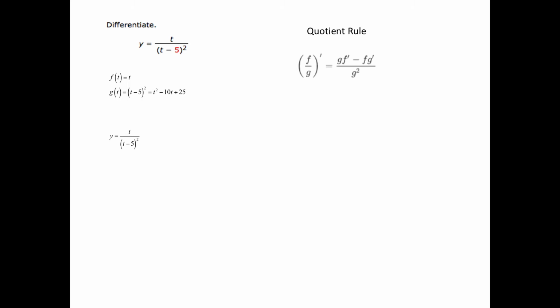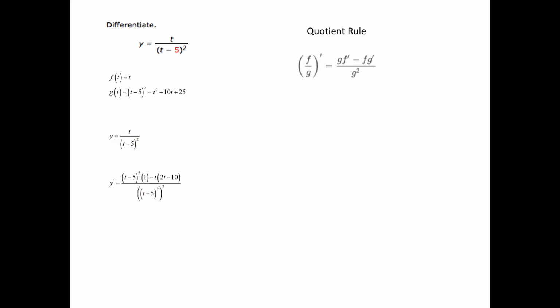So our function is y equals t divided by the square of t minus 5. So we will write y prime then as the bottom, the square of t minus 5, times the derivative of the top, the derivative of t is 1, minus the top, so minus t, times the derivative of the bottom. Since we can write the square of t minus 5 as t squared minus 10t plus 25, we can find that derivative then as 2t minus 10. Then we should divide by the square of the denominator.